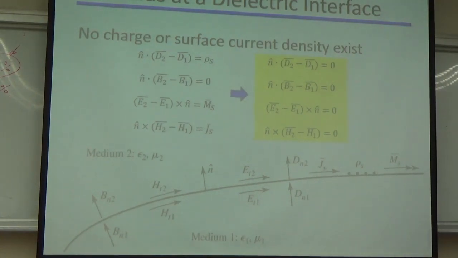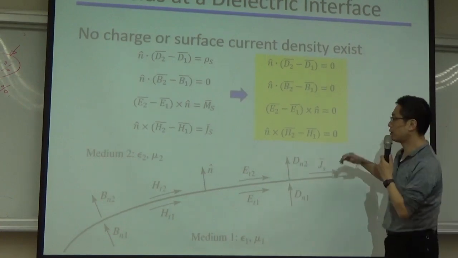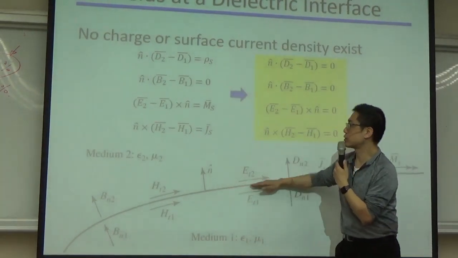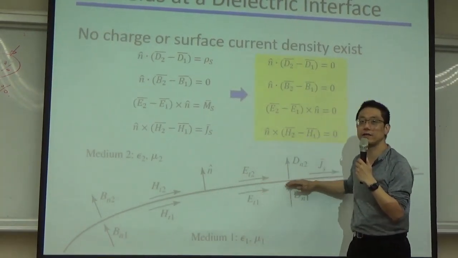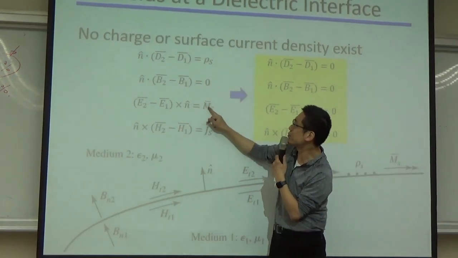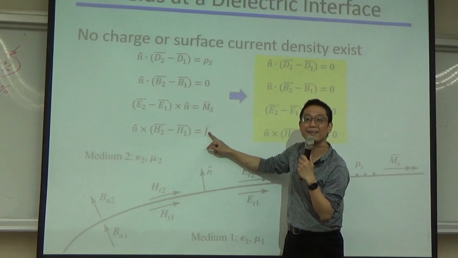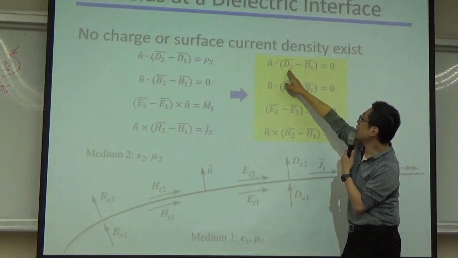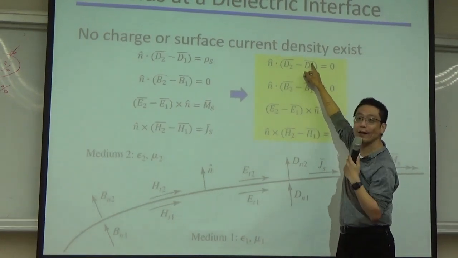Okay, so after I make a conclusion, we can go through what happened. Let's see. So, if there is no charge, there's no source on the surface. I like it because I get 0, 0, 0 here, right? And I obtain that Dn2 equals Dn1.